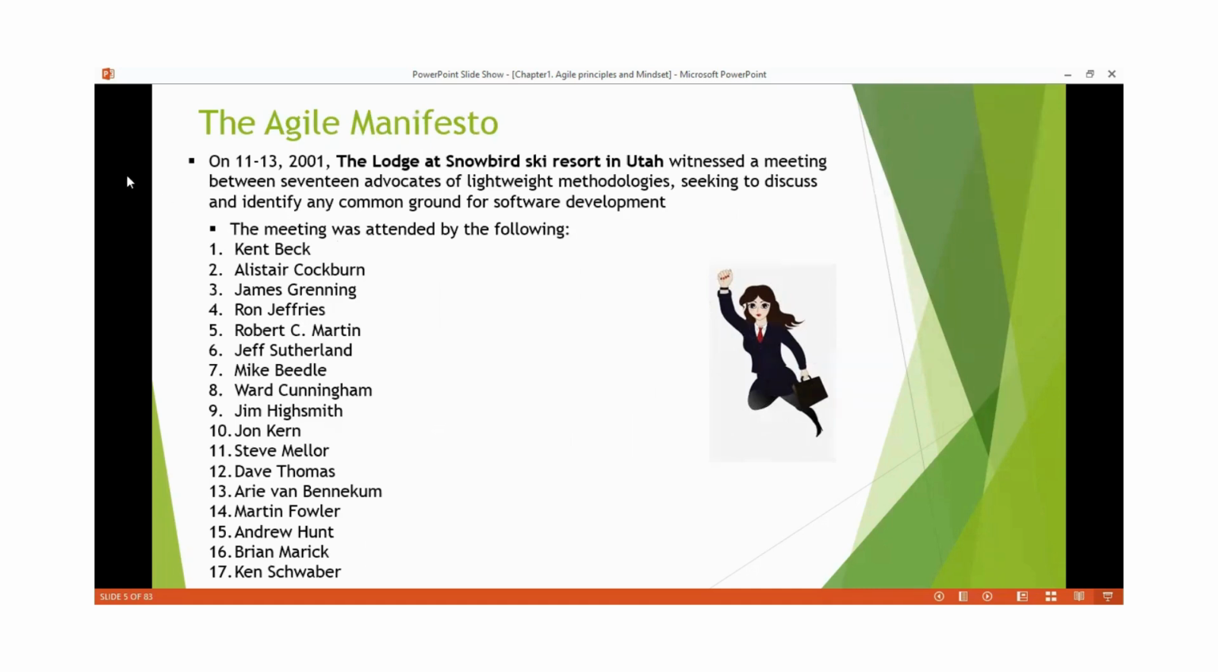Their names: the 17 consisted of Kent Beck, Alistair Cockburn, James Grenning, Ron Jeffries, Robert C. Martin, Jeff Sutherland, Mike Beedle, Ward Cunningham, Jim Highsmith, John Kern, Steve Mellor, Dave Thomas, Arie van Bennekum, Martin Fowler, Andrew Hunt, Brian Marick, and Ken Schwaber.